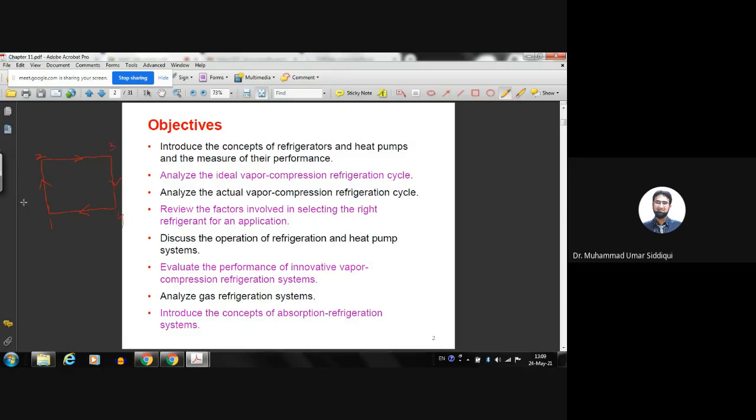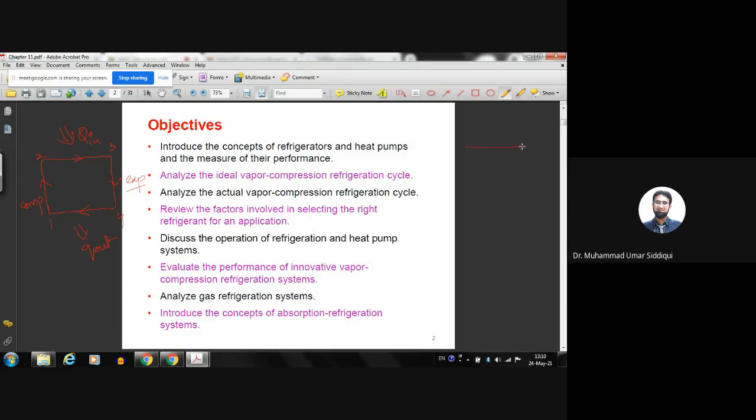So we have 1 to 2, 2 to 3, 3 to 4, and 4 to 1. So 1 to 2 is basically considered as compression. Then 2 to 3, we have Q in, heat addition. Then 3 to 4, we have expansion, and 4 to 1, we have Q out, heat rejection. This is for the case of the Carnot cycle. Now, when we are dealing with the refrigerator or heat pump, we have to deal with the reverse Carnot cycle.